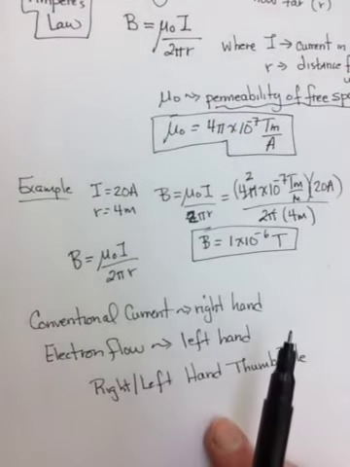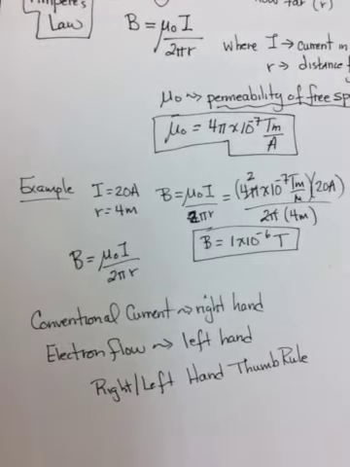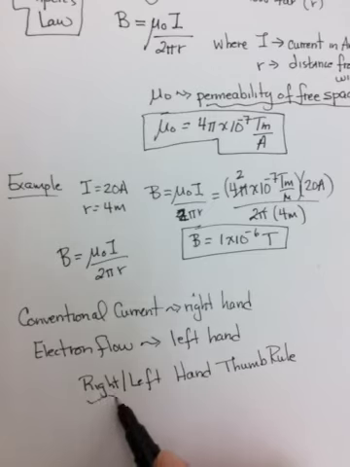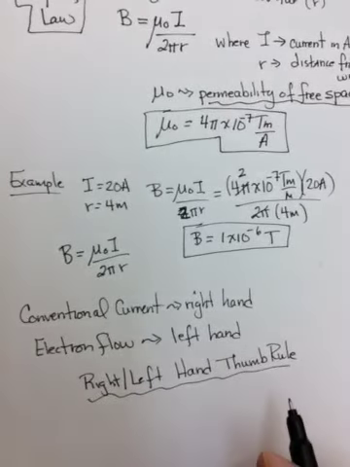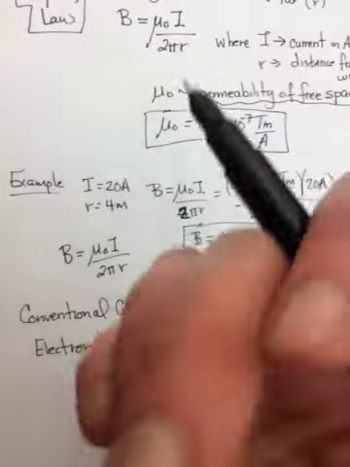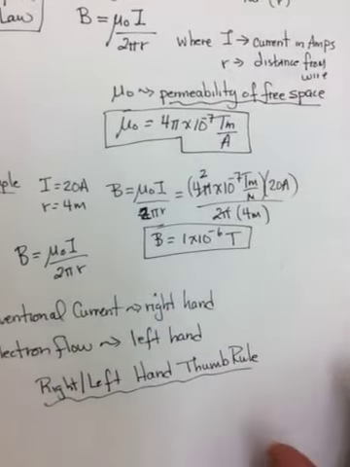Okay, so again the rule is point your thumb in the direction of the current flow, and your fingers will curl in the direction of the magnetic field. Thumb in the direction of the current flow, fingers curl in the direction of the magnetic field.